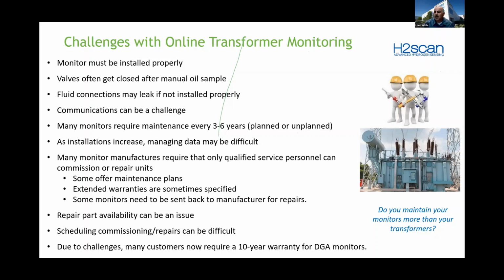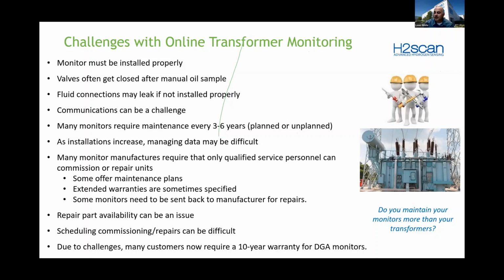And so it's important that if you've got monitors that require maintenance, you have a plan to be able to address that maintenance and keep those monitors running. If the transformer is important enough to have that monitor on it, it's important enough to make sure you plan for the needs of keeping those monitors running.